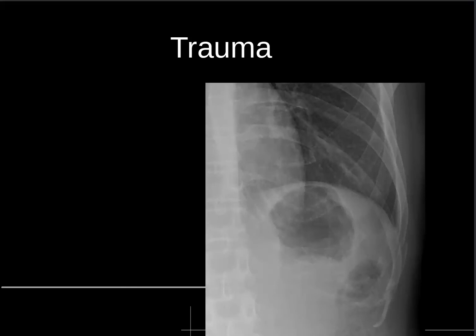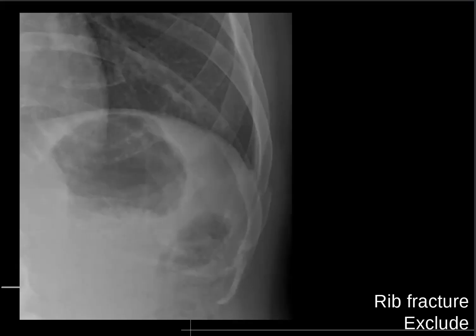Can anyone spot the abnormality? Rib fractures. Can you see that cortex? And then you can see a discrepancy. No pneumothorax though, which is great. How about this next patient? Epigastric pain.